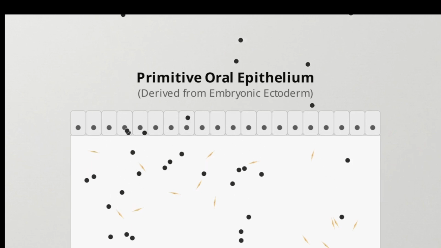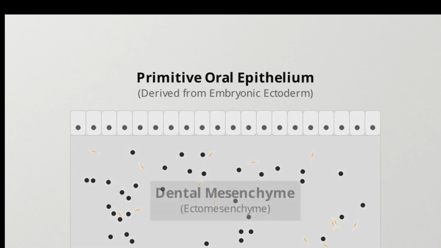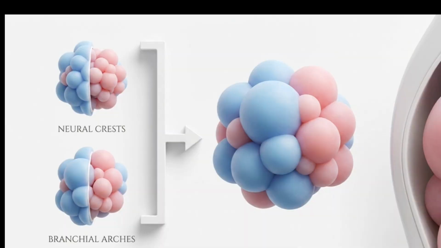Watch neural crest cells migrating from the midbrain into this exact region. Because these migrating cranial neural crest cells settle into the first branchial arch to form this lower tissue, it is specifically referred to as ectomesenchyme.